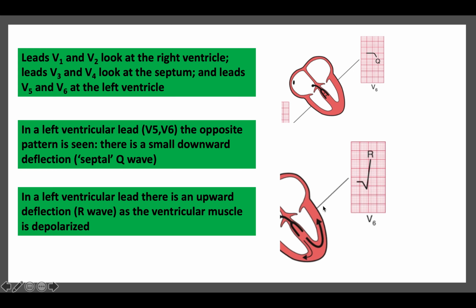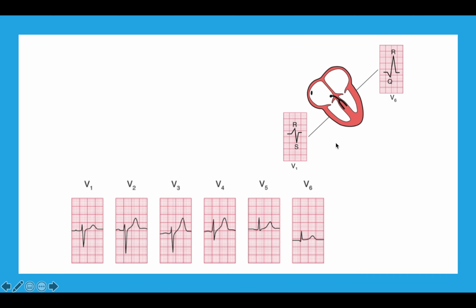Likewise, in leads V5 and V6, which mainly look at the left ventricle, initially there's the opposite. Since there was a positive R wave in V1 and V2, in V5 and V6 there's actually a negative Q wave, and then a positive R wave because of the increased left ventricular muscle mass, and as that depolarizes it causes a positive deflection. Eventually you would end up getting an image like this.